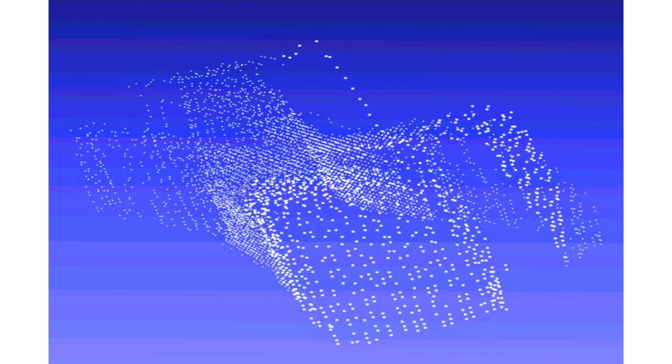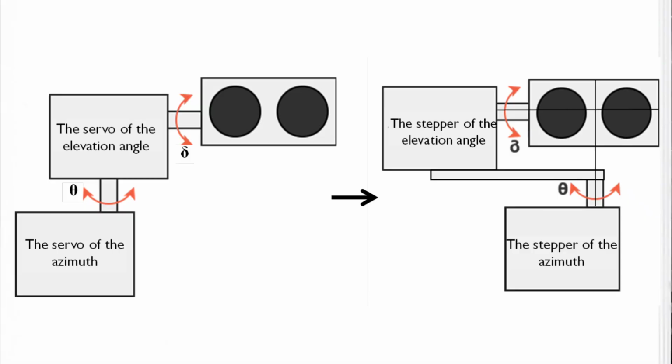So this is a prototype, and this is how it scanned a rectangular box. There were two problems. The first one is an imprecise work of the servo drives, and the second is a design that didn't preserve symmetry. To solve the first problem, servo drives were replaced with stepper motors. To solve the second one, the design was remade as it's shown on the screen.